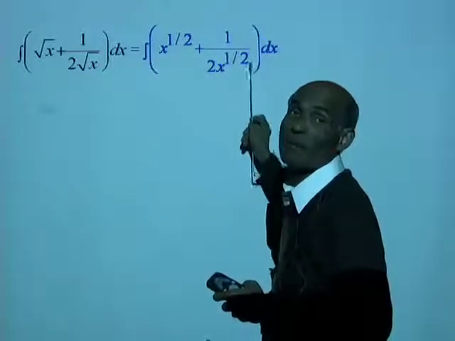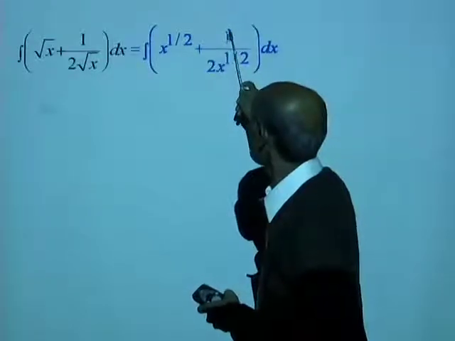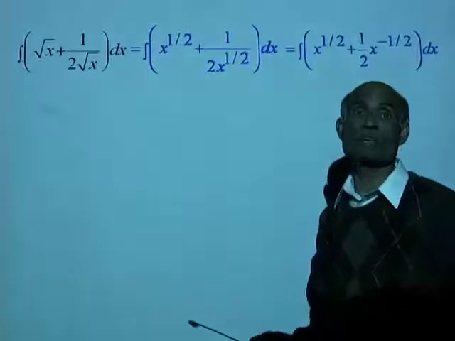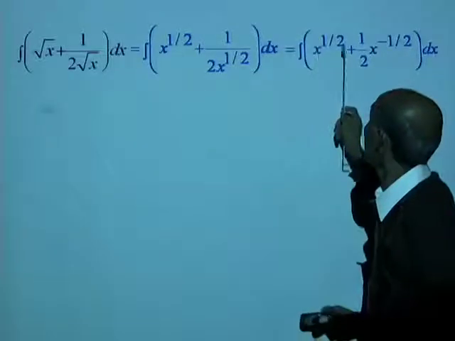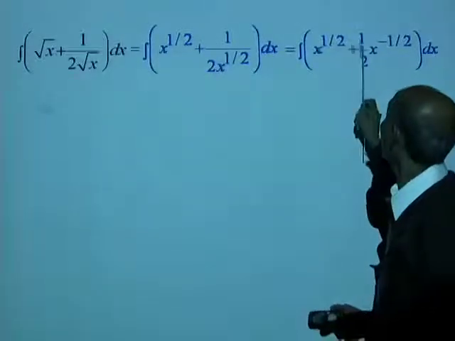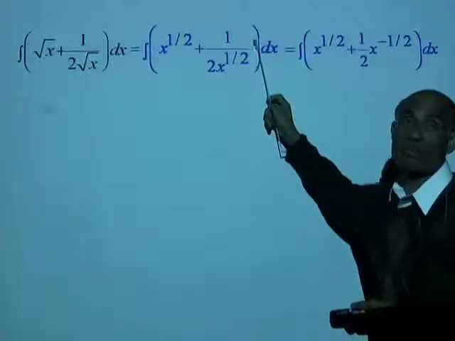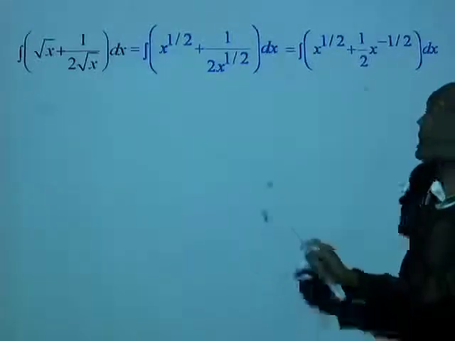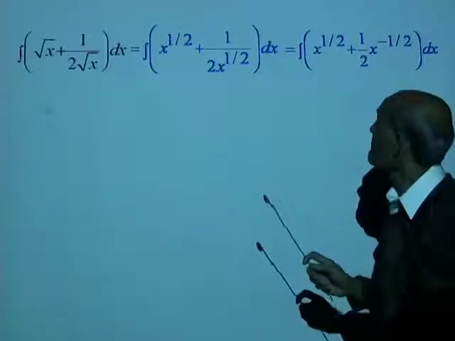What will that become? It will become x to the power of negative 1/2. So this will be x to the power of negative 1/2 divided by 2. That 2 will remain on the denominator. So it will be integral x to the power of 1/2 plus 1/2 x to the power of negative 1/2 dx, where the x to the power of positive 1/2 goes to the numerator and becomes x to the power of negative 1/2. And now you can integrate it using the power rule.